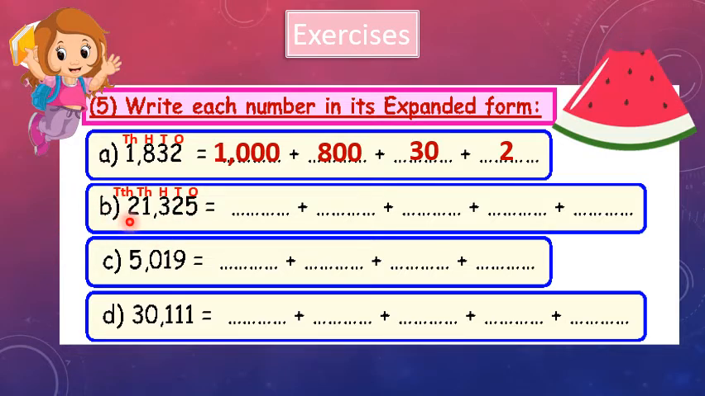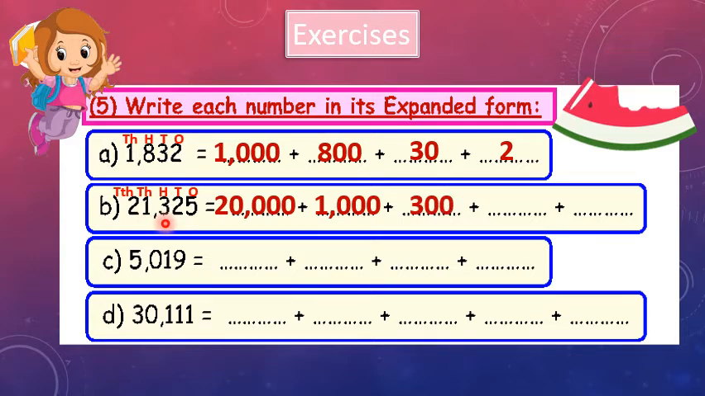Next number here, we'll just write down our place values. Then read this number, 21,325. Then begin from the right or from the left as you want. Here we have 2 in the ten-thousands place, we'll have 4 zeros, it will be 20,000. 1 in the thousands place, it will be 1,000. 3 in the hundreds place, it will be 300, and 20, and 5.